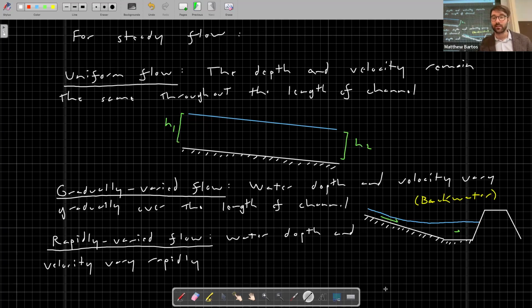Kind of the canonical example of rapidly varied flow is the hydraulic jump. So you will have some water coming in fast with a low depth. It encounters a transition where it suddenly jumps up to a higher depth with a slower velocity. So this will be called a hydraulic jump. And you will be looking at this shortly in your next lab.